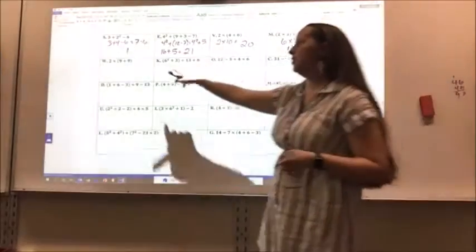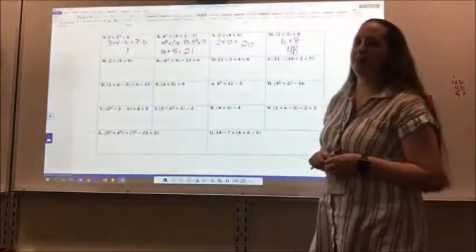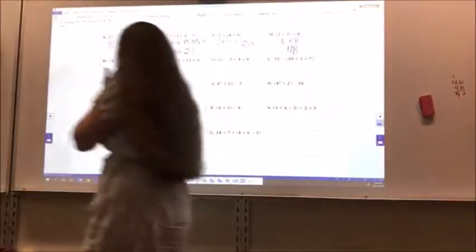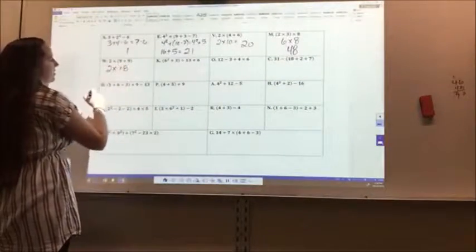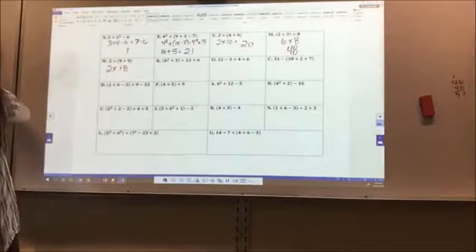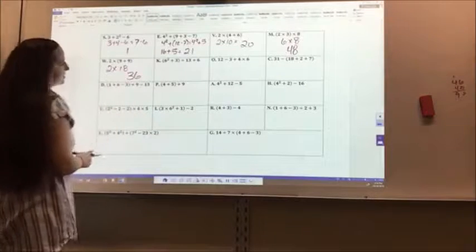For letter W, 2 times the quantity 9 plus 9. 9 plus 9 is in parentheses, so that's 18. And then 2 times 18 is 36.